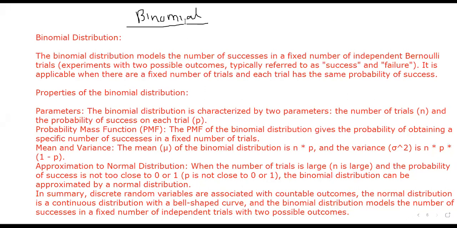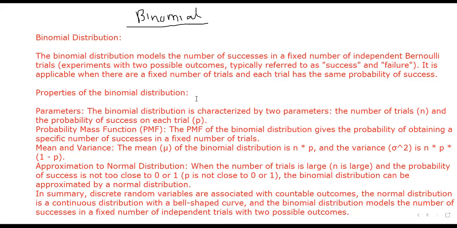It has a number of properties or characteristics. Number one, there should be two possible outcomes. Number two, there should be a fixed number of independent trials. Number three, there is a success and a failure. Number four, the events occur independently. And lastly, these events have equal chances.